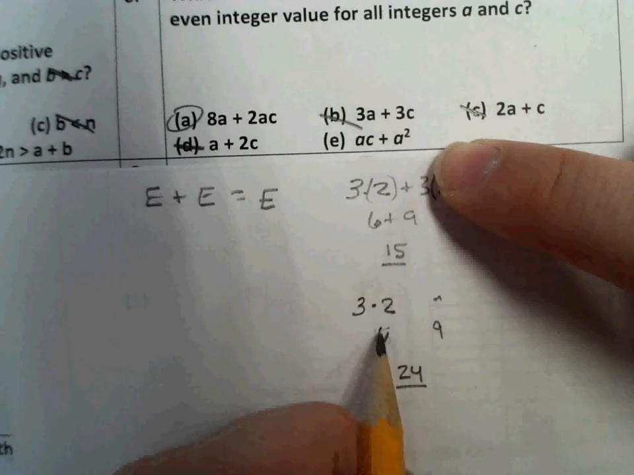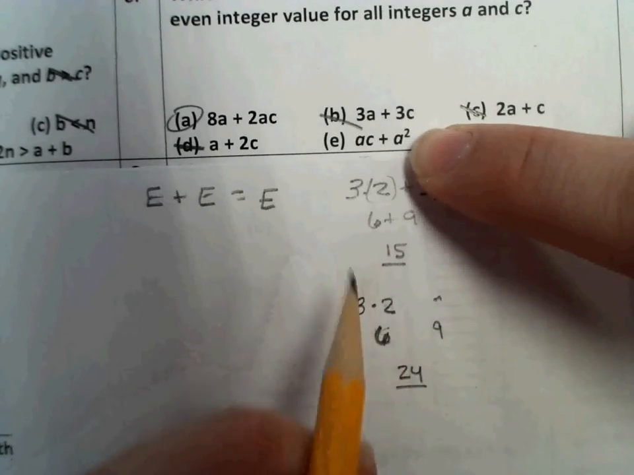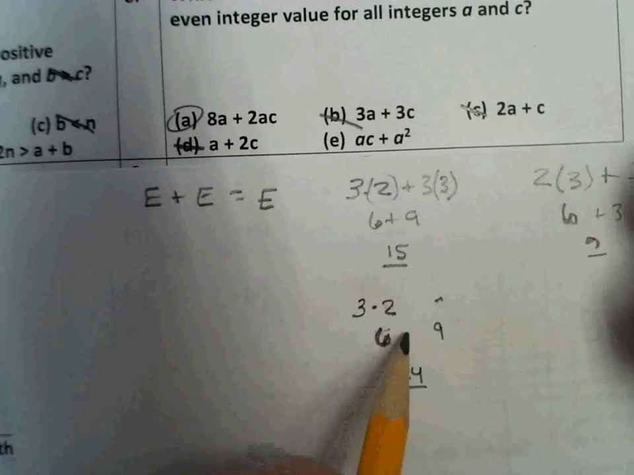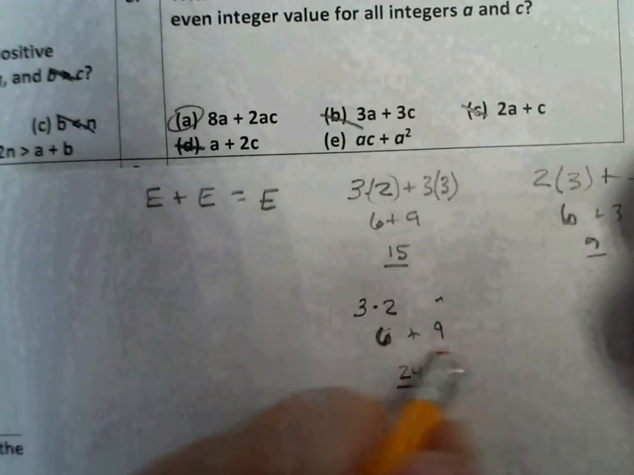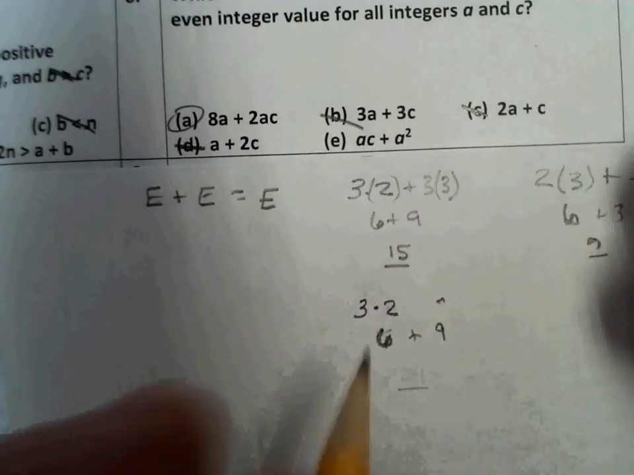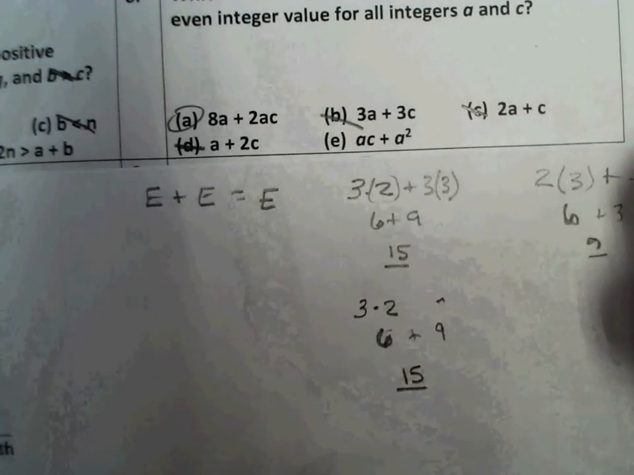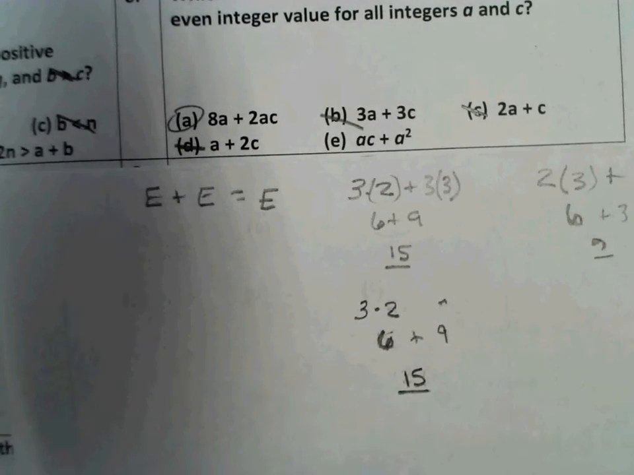3 times 2 is 6. And then we still have A squared, which is 3 times 3, which is 9. 6 plus 9 gives me 15. That'll work. So sometimes you try an example and you're like, hey, it does what I thought it would do. And again, remember, that's just one example. So think about every option.